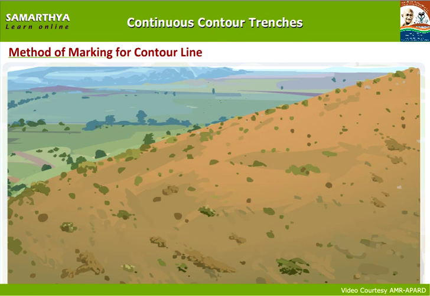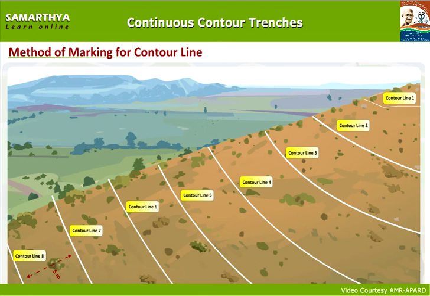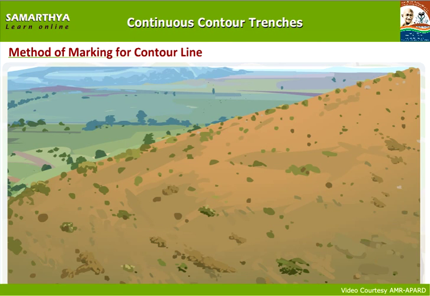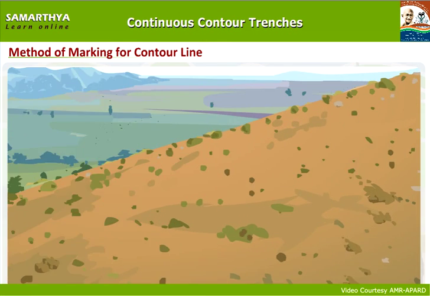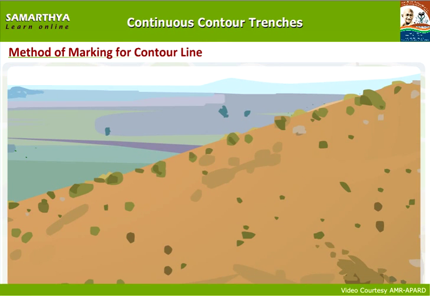Method of marking and process of construction for continuous contour trenches. When marking to construct the continuous contour trenches, the contour lines must be marked. Method of marking contour lines: if the slope is 10% as per the chart, the distance between the trenches must be 5 meters. So, a contour line is to be marked from the top area of the hill.